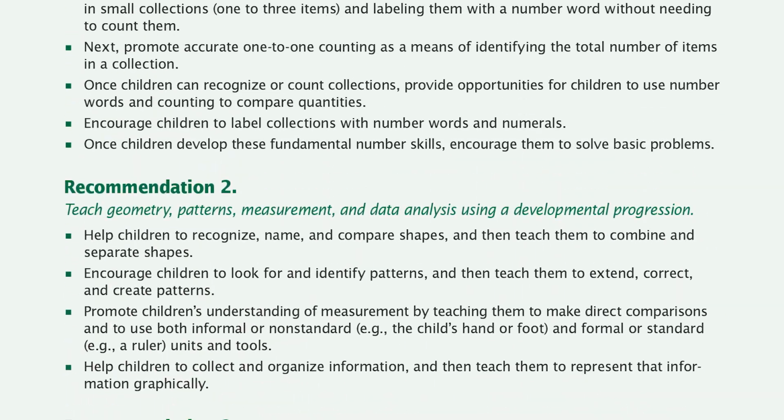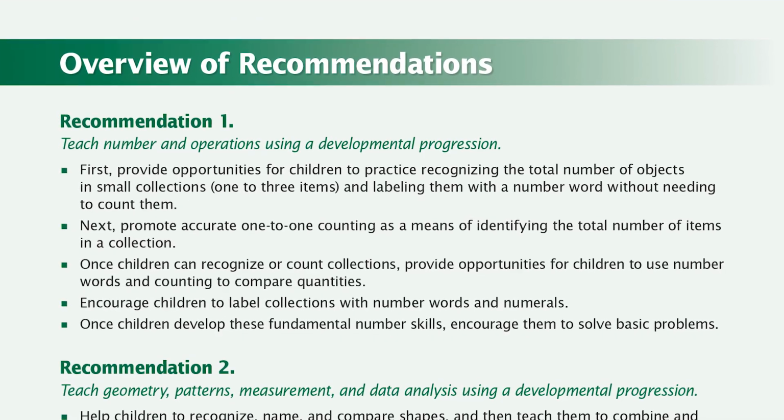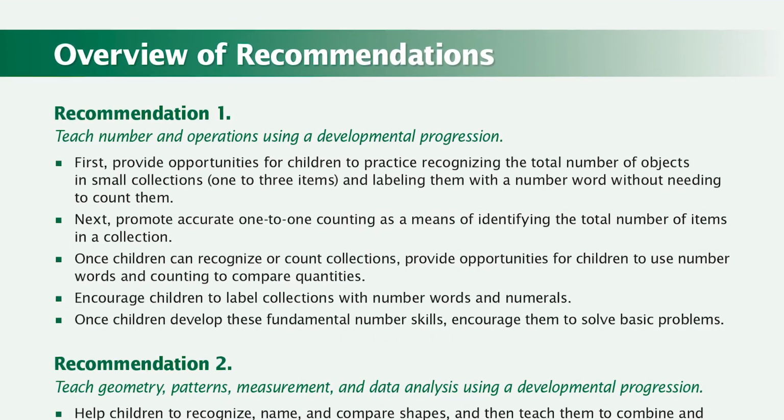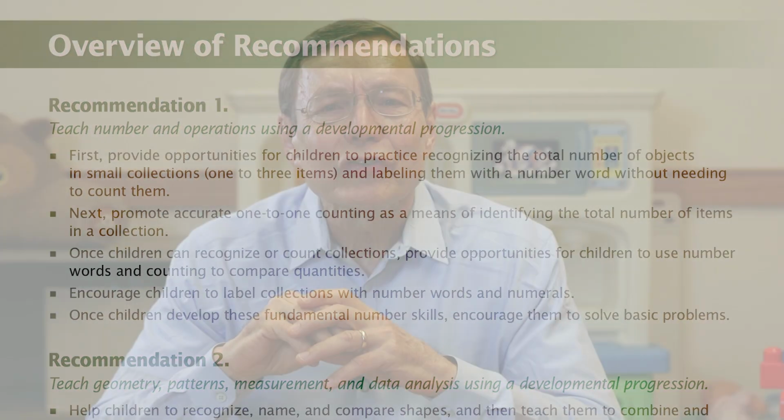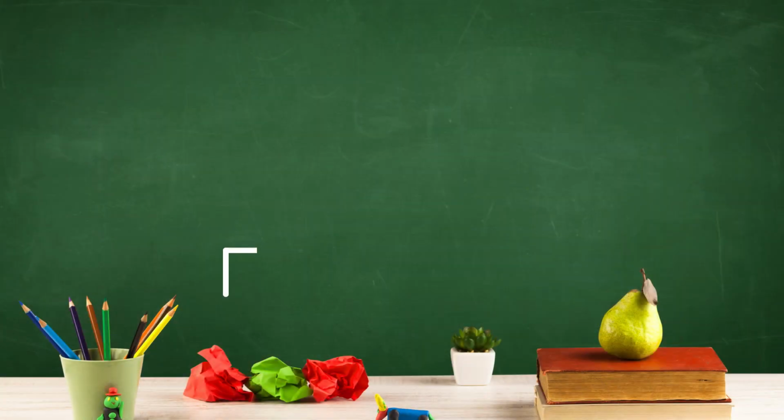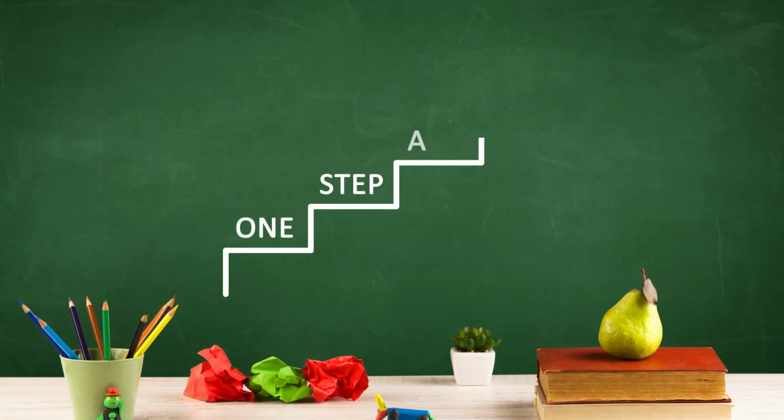We will discuss recommendation 1, which suggests that we teach children number and operations through a developmental progression. So what do we mean by teaching children through a developmental progression? In order to effectively instruct students and support them in moving to the next step in the progression, teachers must know what skills children already possess. A developmental progression is simply a sequence of learning that provides teachers with information on what these steps along the developmental path are. Developmental progressions exist for many math topics.